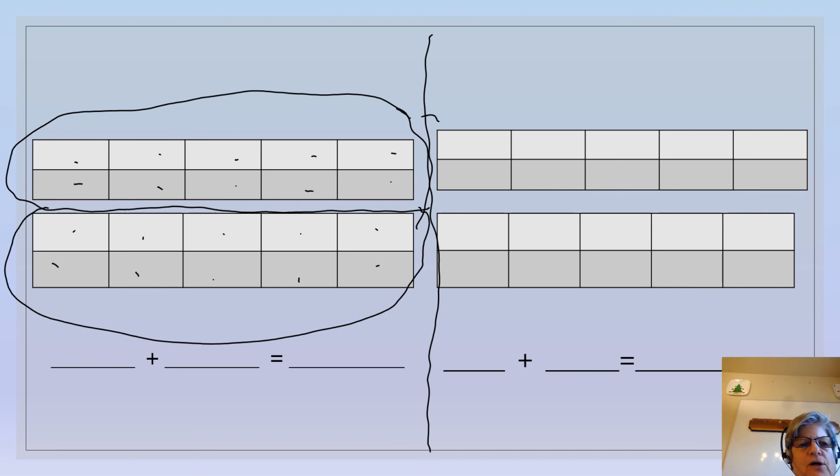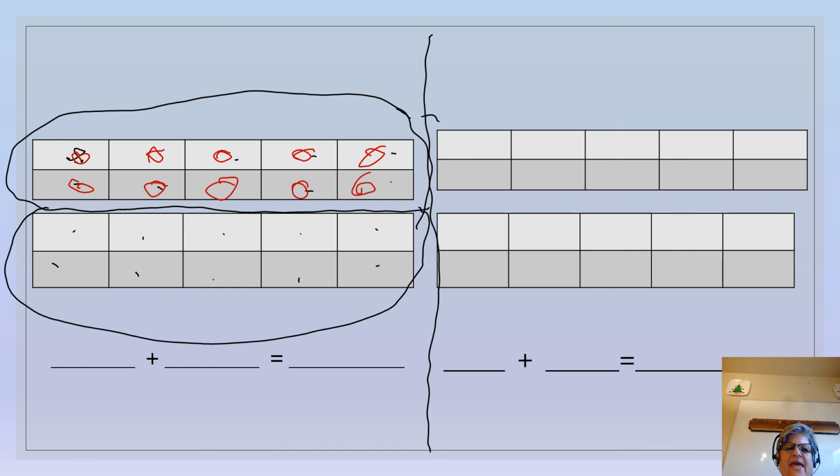Now, if I put a red dot in each of the squares in the first top 10 frame, I'll have 10 circles. Watch. I'm going to do a dot. Whoops, I meant to do red. I'm going to put a red dot, a red dot, a red dot, a red dot, a red dot, a red dot, a red dot, a red dot, a red dot, and a red dot.